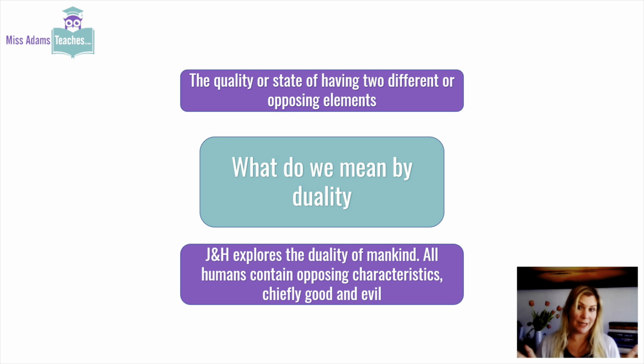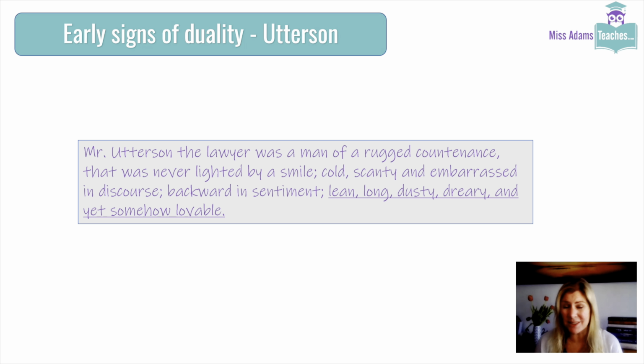It says, "Mr. Utterson, the lawyer, was a man of rugged countenance that was never lighted by a smile, cold, scanty, and embarrassed in discourse, backward in sentiment, lean, long, dusty, dreary, and yet somehow lovable." Within the first sentence, Stevenson is saying, hey, check out this man. He's got opposing characteristics. Yes, he's kind of dull. I've underlined this quote here because that's perfect for your flashcards. Long, lean, dusty and dreary. He's old, he's dull, he's boring, he's miserable.